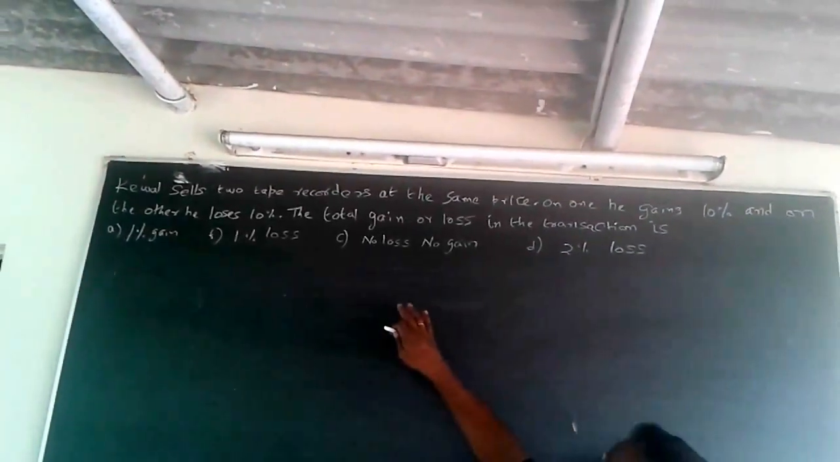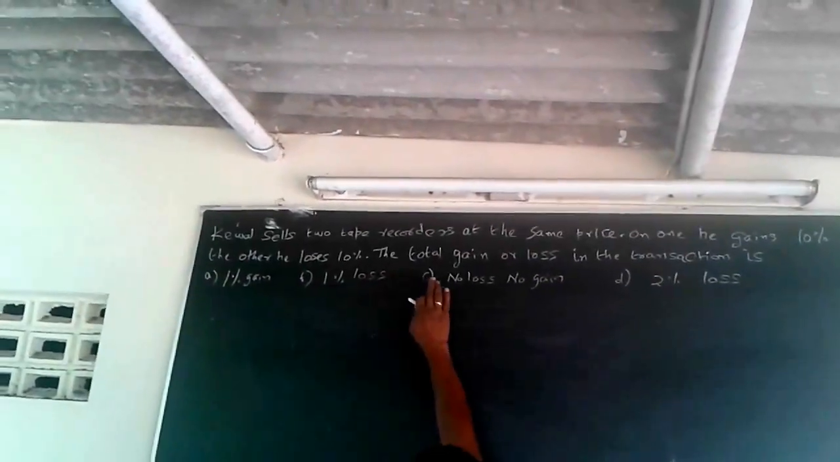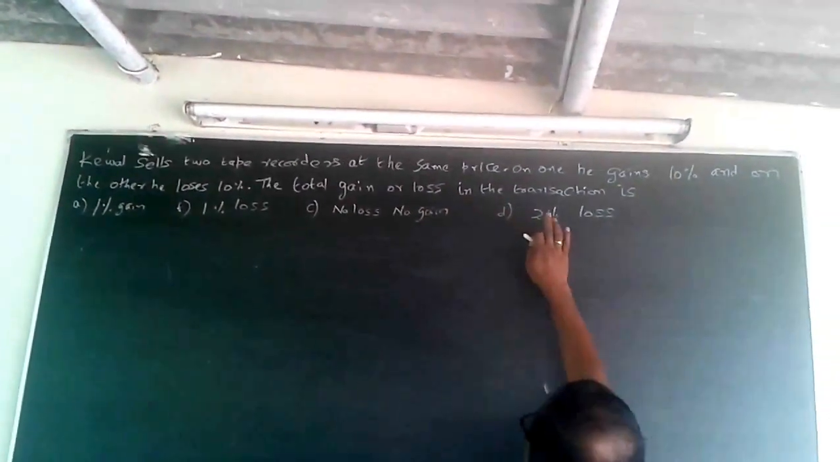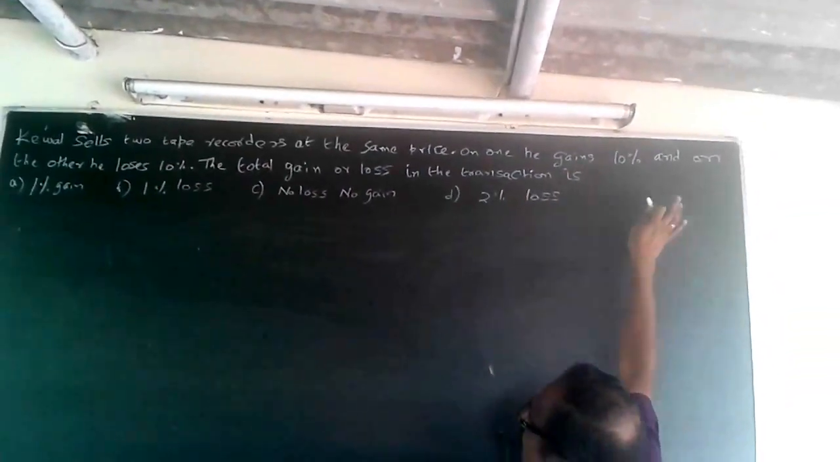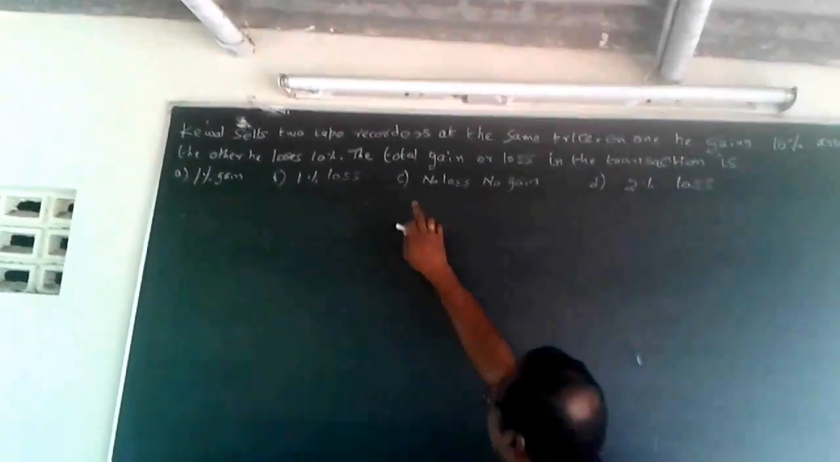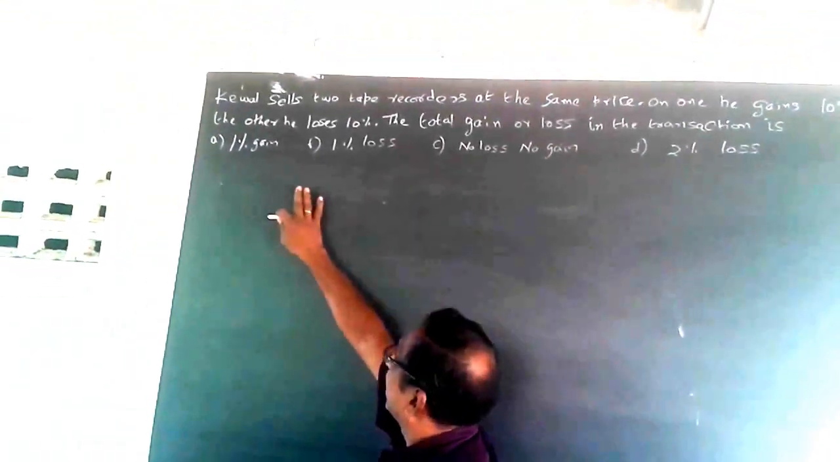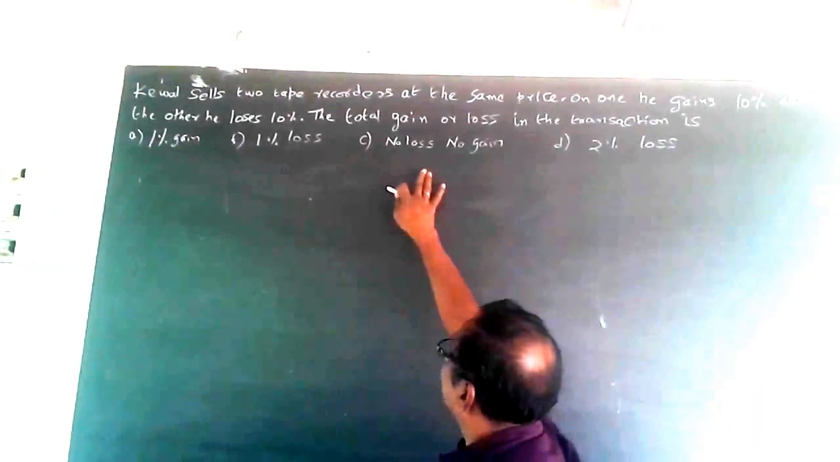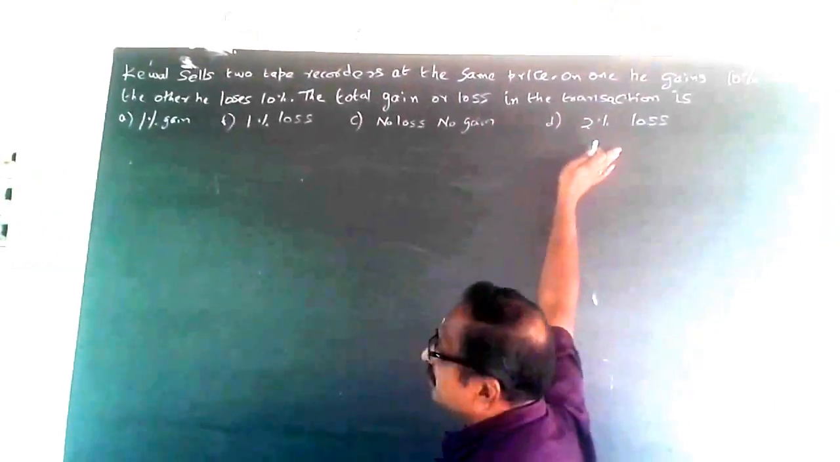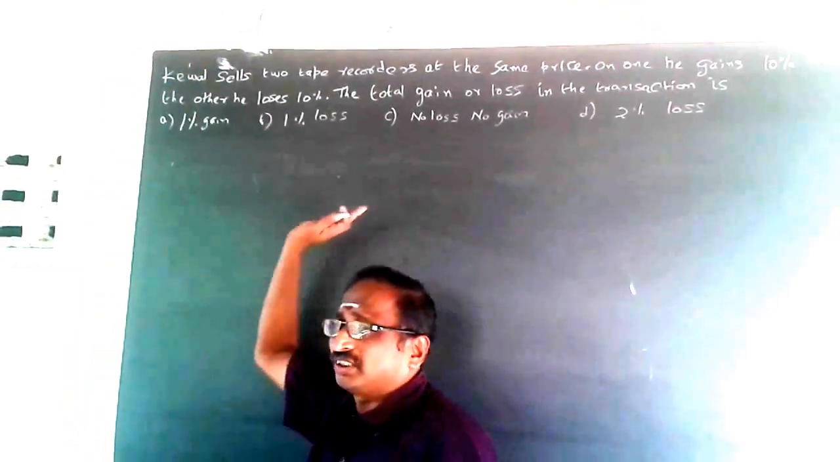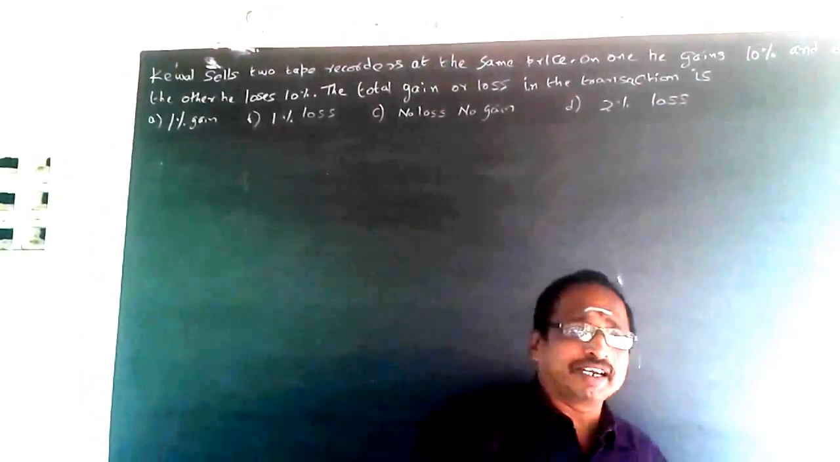So now we will be handling this question. Cable sells two tape recorders at the same price. On one, he gains 10%. On the other, he loses 10%. The total gain or loss in the transaction is: A, 1% gain; B, 1% loss; C, no loss no gain; and D, 2% loss.